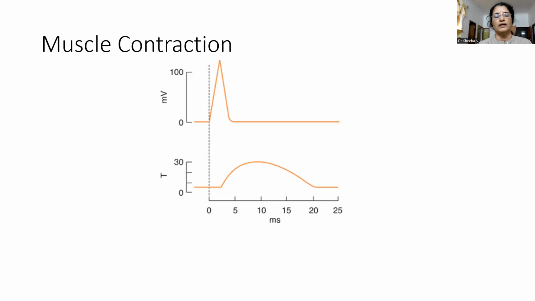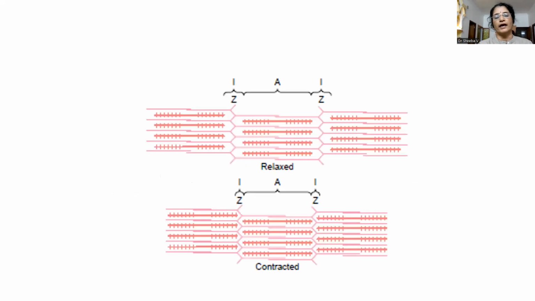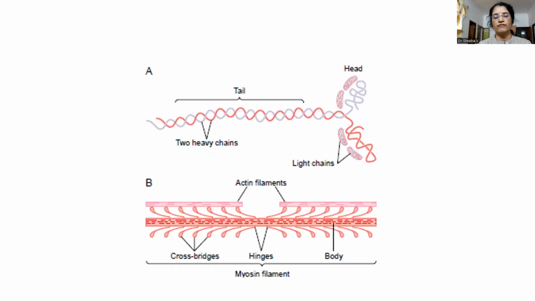Muscle contraction: the upper one is the excitation, and the excitation is followed by the contraction. Okay. Skeletal muscle contains the contractile proteins, as you studied, that is the actin and the myosin filament.